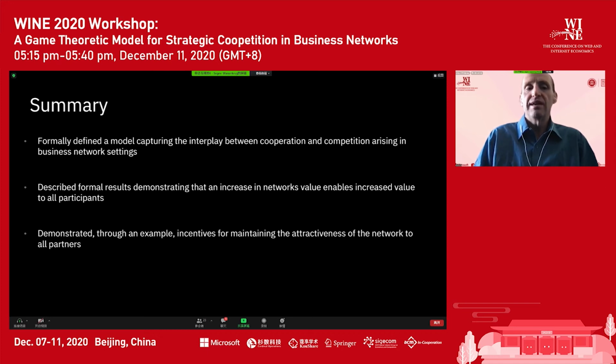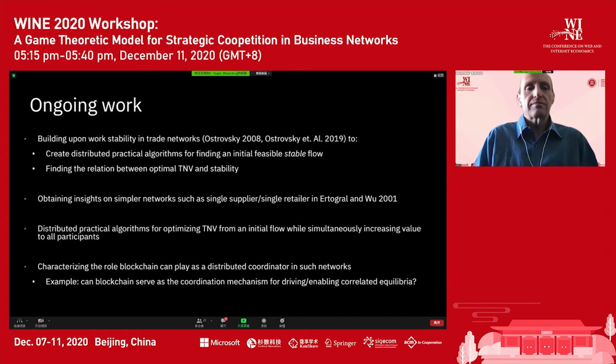And where do we go from here? How do we build on that moving forward? So first, as I said, the first step, and we already made some advancements in this area, is building upon Ostrovsky's work on stability in trade networks to create a distributed practical algorithm for finding an initial feasible stable flow.